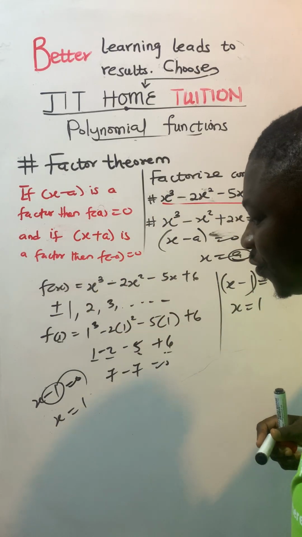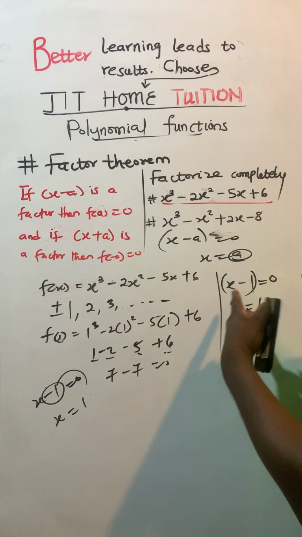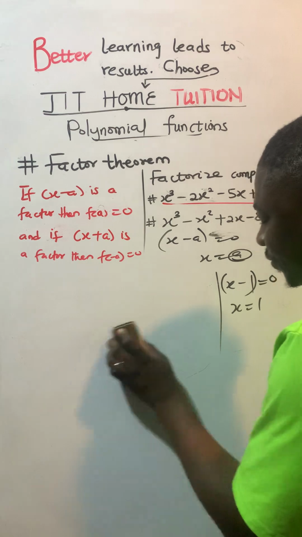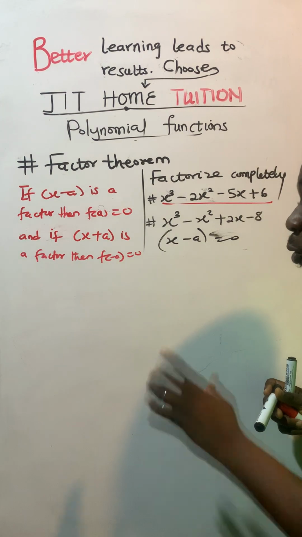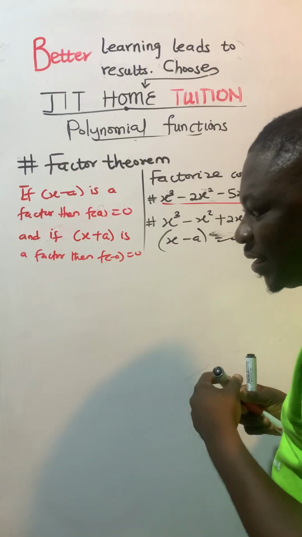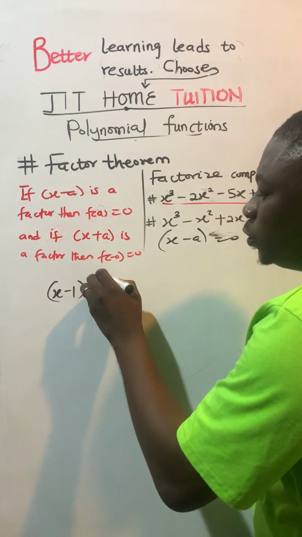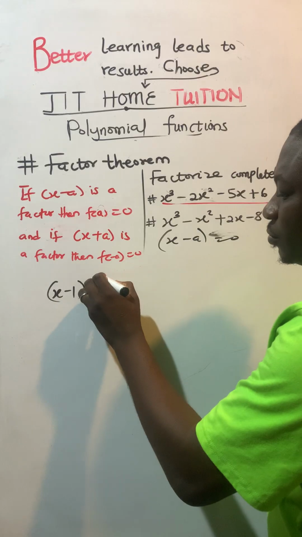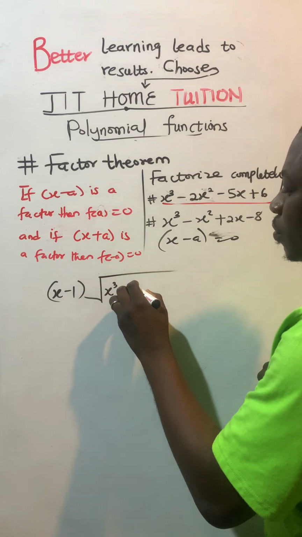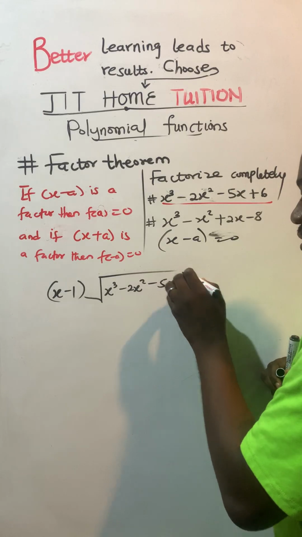All right, now having gotten the factor, which is x minus 1, I've explained to you how we got it. So that is what you are going to use to divide. So your whole focus when we are working with this one is to get a factor. Then when you get a factor, which is x minus 1, you come and divide x cubed minus 2x squared minus 5x plus 6.